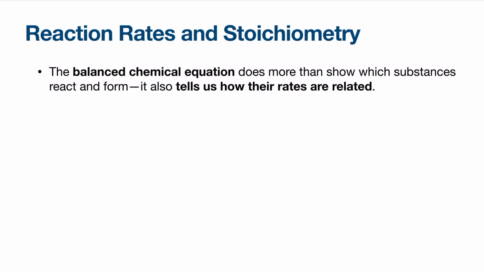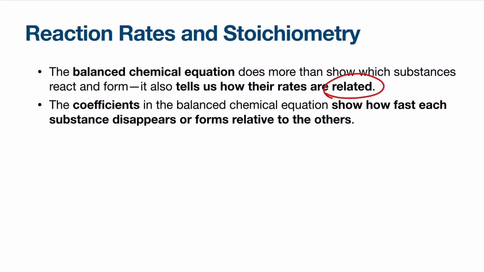The balanced chemical equation does more than show which substances react and form, it also tells us how their rates are related. This means that the rates of change of reactant and product concentrations are determined by the stoichiometry of the reaction. In other words, the coefficients in the balanced chemical equation show how fast each substance disappears or forms relative to the others.